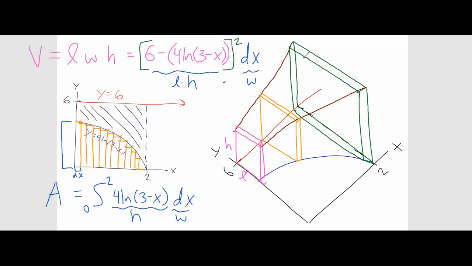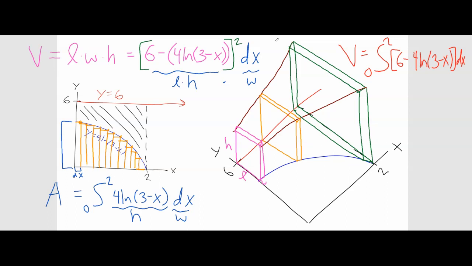Well, if I want to sum all of these cross sections together so that I get the entire volume of the solid, I'm just going to use my integral. So let me put this over here to the right. The volume of this entire solid would be the integral from 0 to 2 of 6 minus 4 times the natural log of 3 minus x, dx. So we're integrating over the volume formula for one of these cross sections.